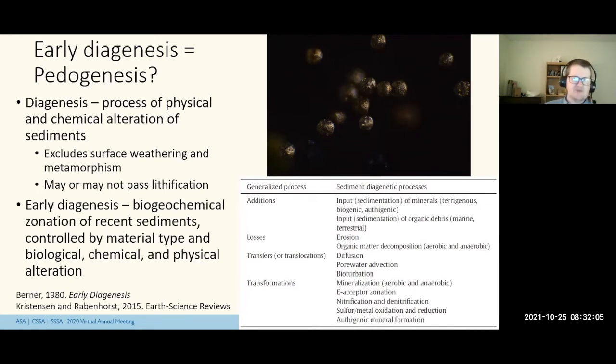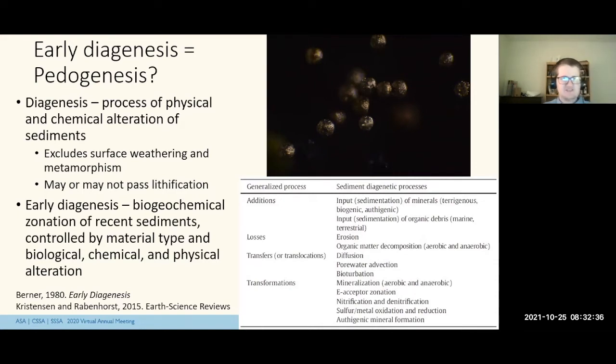and metamorphism, and so metamorphic rocks are their own thing. And some people may or may not say that diagenesis passes lithification, right? So some people would say that you set sediments down, and if they're altered in some way, that's diagenesis. But as soon as they turn into rock, then it's metamorphism or some kind of geologic process. But again, it's fuzzy boundaries, right? These are just things that occur in nature that we've tried to put into boxes, and they don't fit very well into those conceptual boxes.